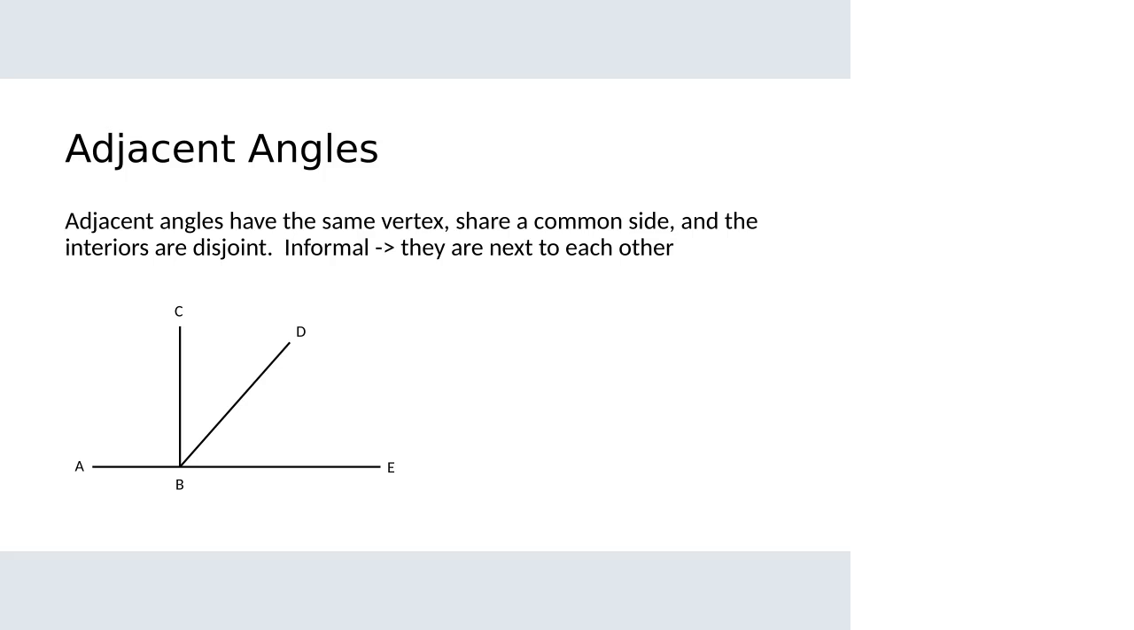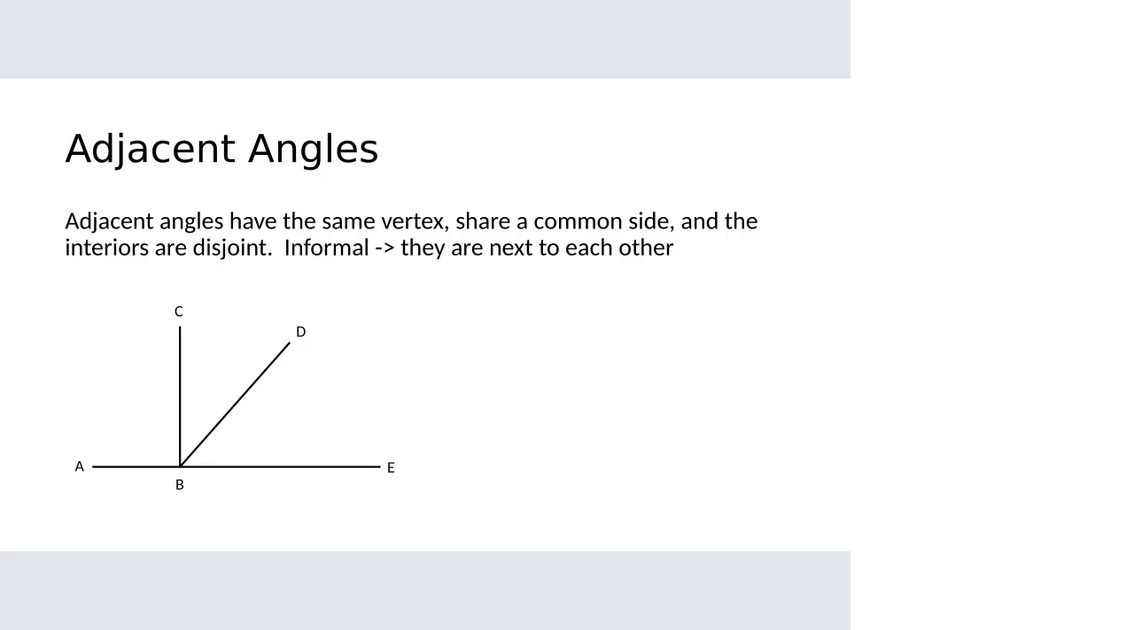Adjacent angles. I've got two definitions written down here for adjacent angles. One of them is sort of the formal definition, and the other is a more informal way for us to just talk about them with each other. Adjacent angles have the same vertex. They share a common side, but the interiors are disjoint.